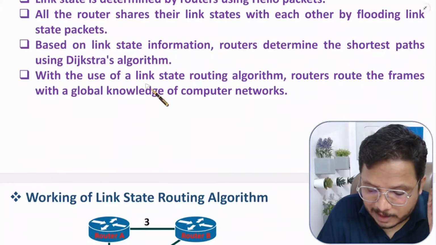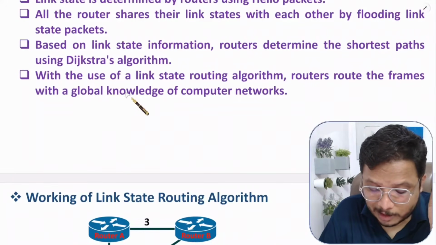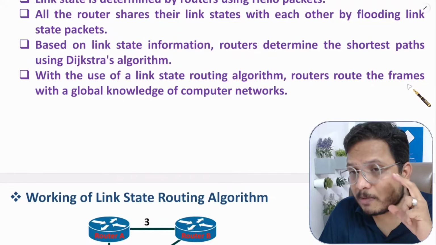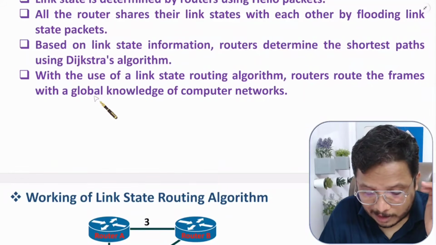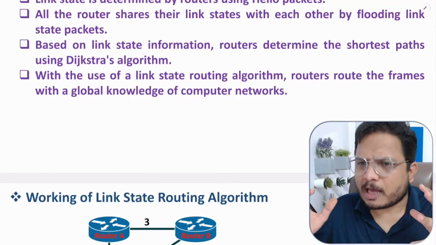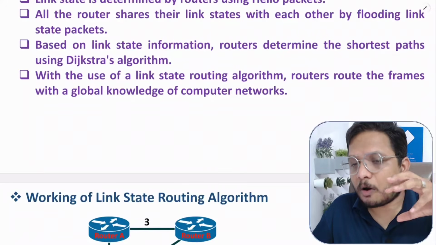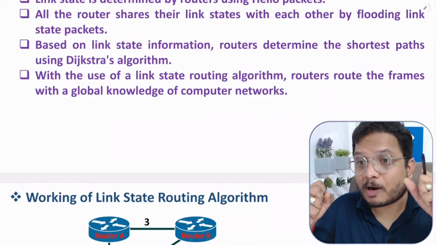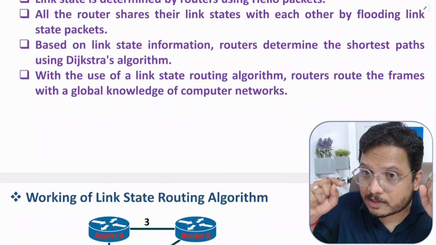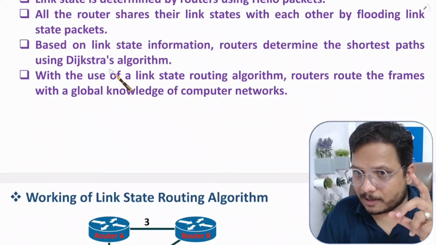With the use of the link state routing algorithm, routers route the frames with the global knowledge of the computer network. I have written this statement specially to make sure you understand the meaning of global knowledge of a computer network. In a computer network, there will be millions of routers, and all the routers have knowledge about the link state of other routers. Based on the knowledge of the link state of other routers, Dijkstra's algorithm identifies the shortest path.